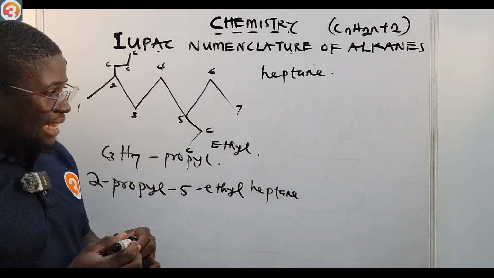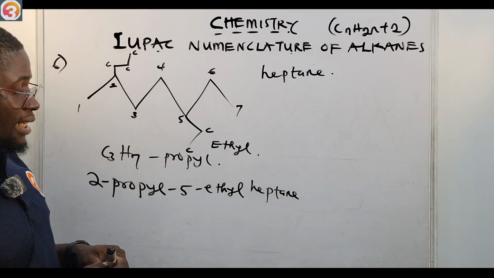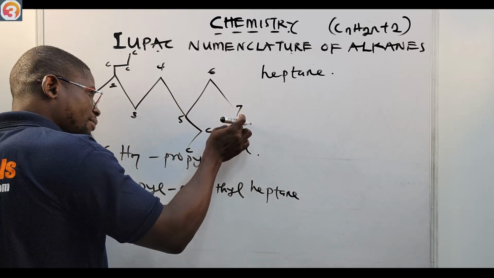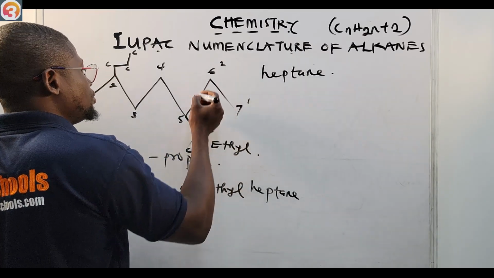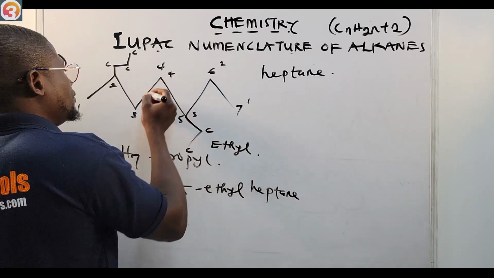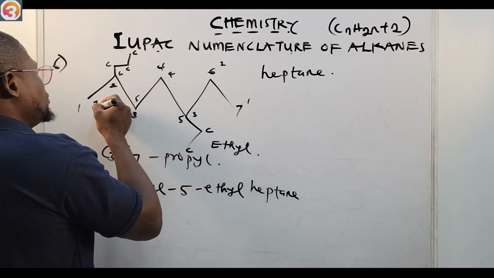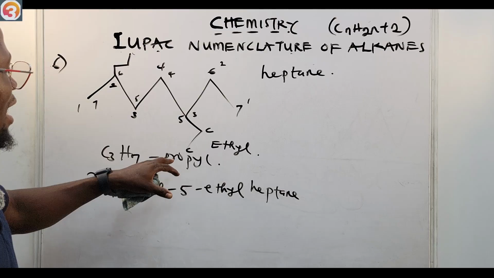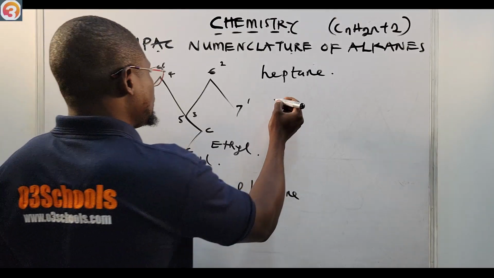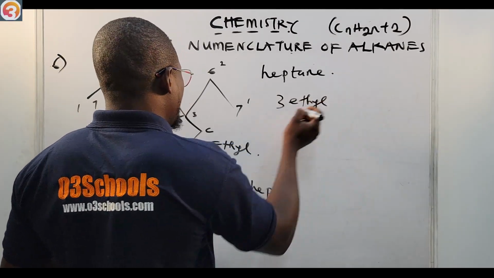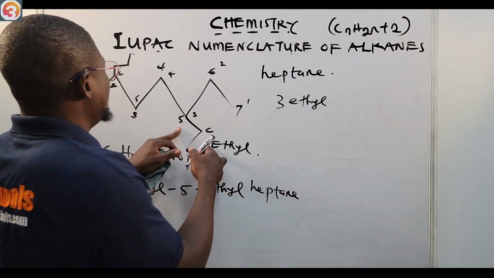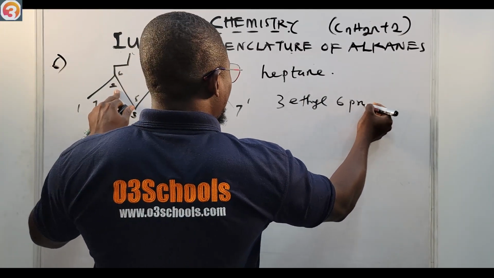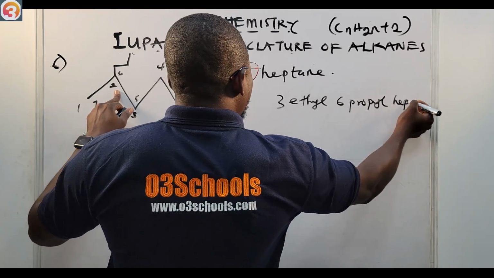So now let us also number again to see from the other side. If you number from the other side, from right to left, here will be 1, here will be 2, here will be 3, here will be 4, here will be 5, here will be 6, here will be 7. So if I number from the other side, I'm going to have what now? First of all, 3-ethyl, right? Then I'm going to have what here now? How many propyl? 6-propyl. Now how about heptane?